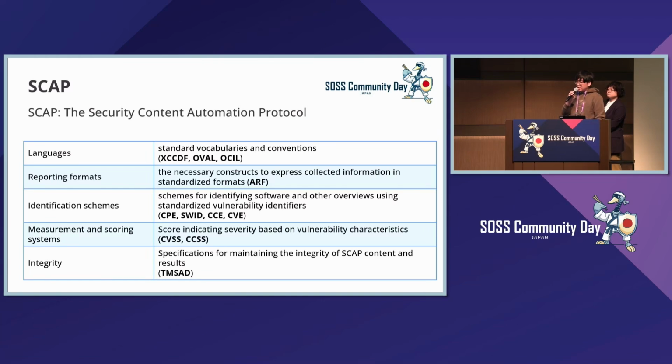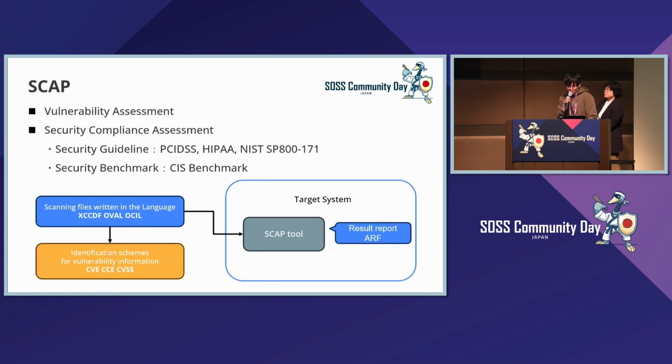SCAP is managed by NIST for specification and consists of these 5 elements: language, reporting format, identification scheme, assessment, and scoring system integrity. Using information for security checking written in languages such as XCCDF and OVAL, provided by operating system vendors and software vendors, and information about vulnerabilities, SCAP tools are used to scan and output scan results based on ARF.